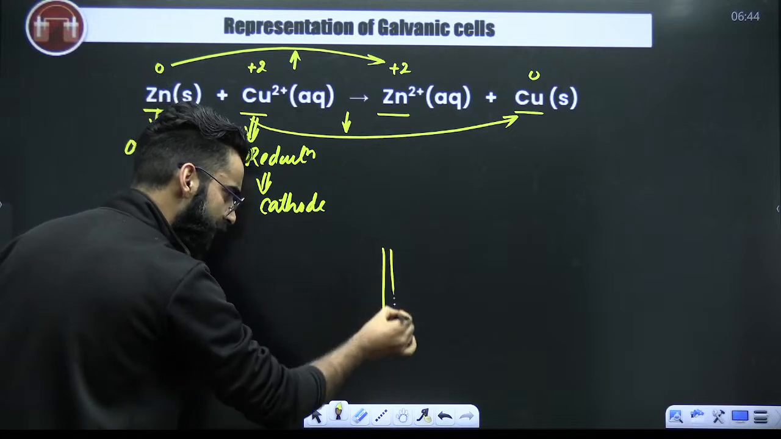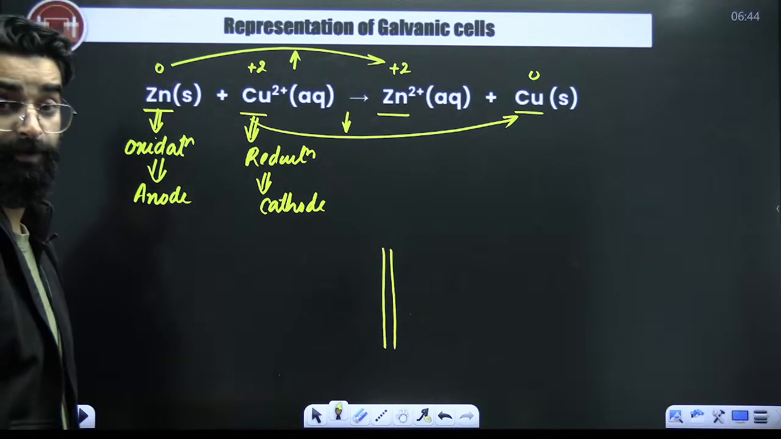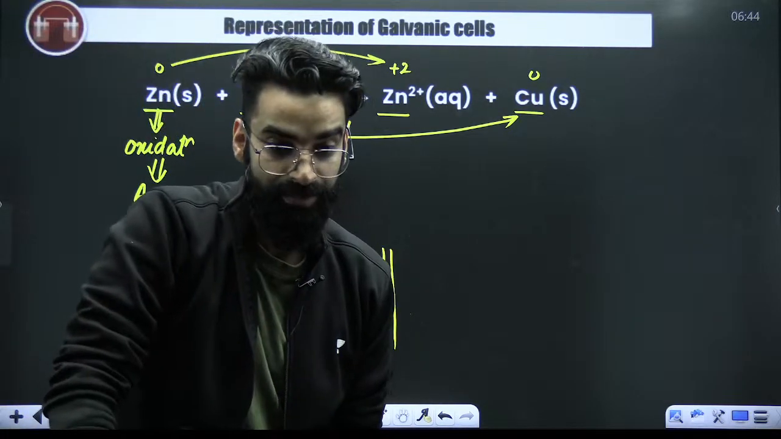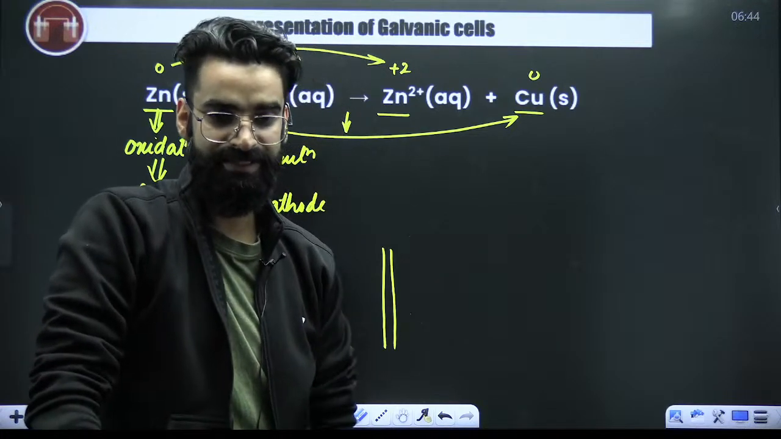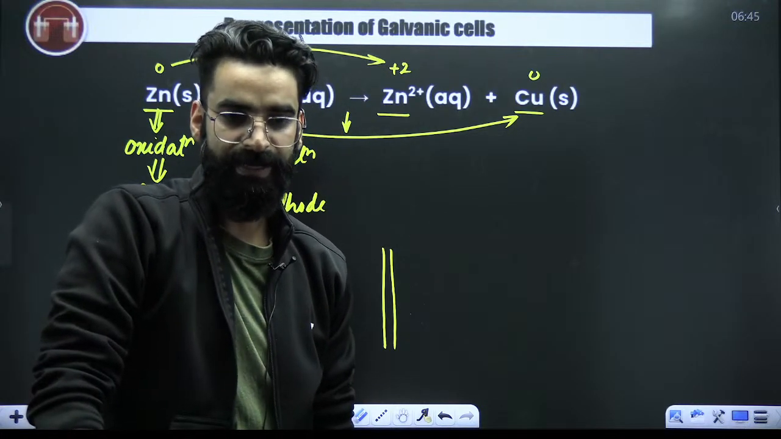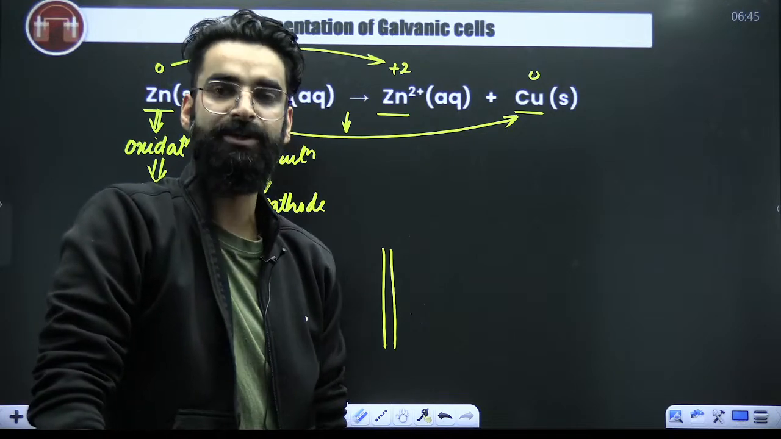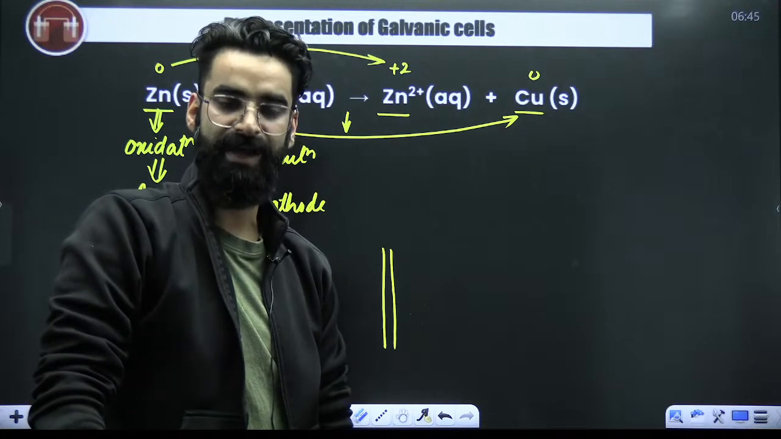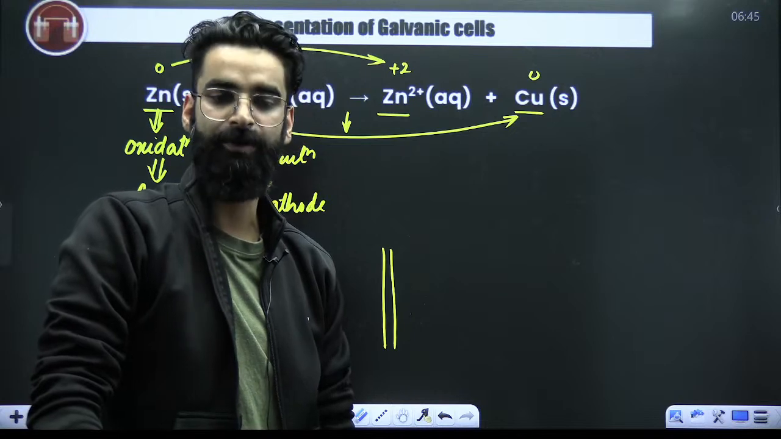The two lines are going to represent the salt bridge, which we discussed a few minutes back, and someone is still spamming, what is salt bridge? Nonsense, girl, she is. It's been half an hour I've been teaching you what is salt bridge, and you are coming and entering into the session and spamming the chat with what is salt bridge? Are you out of your mind?